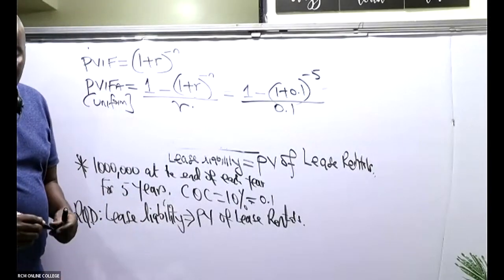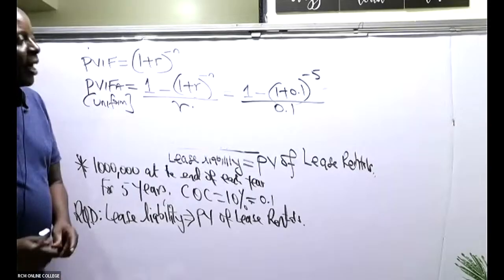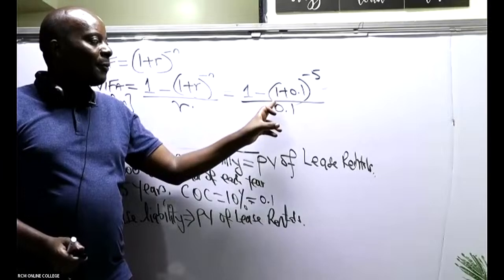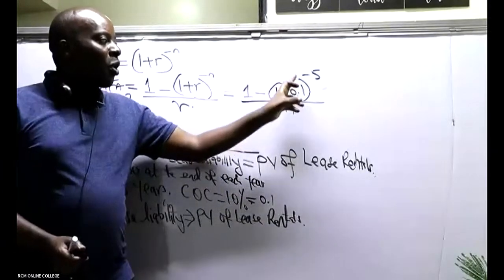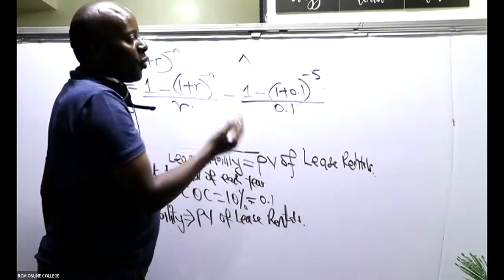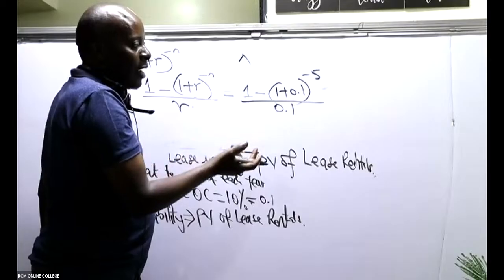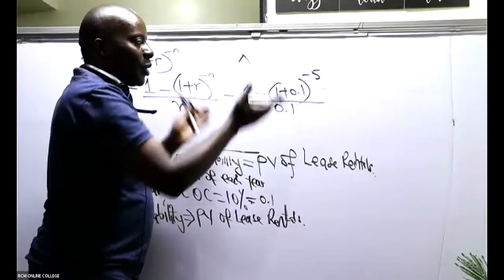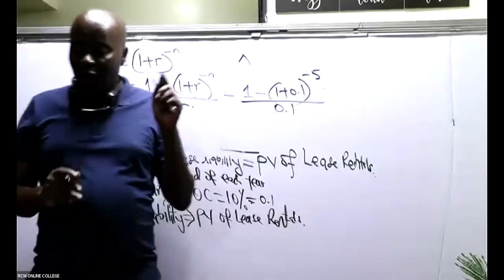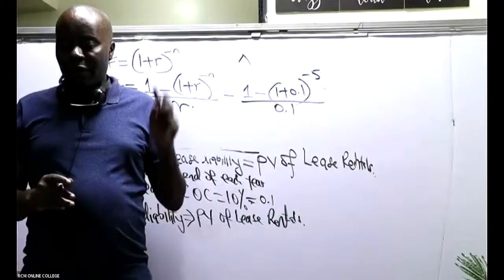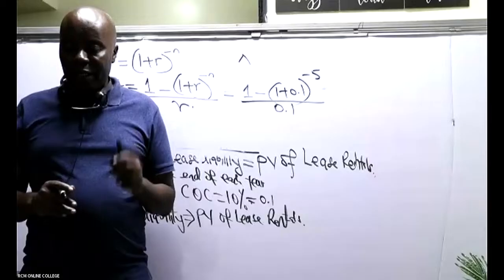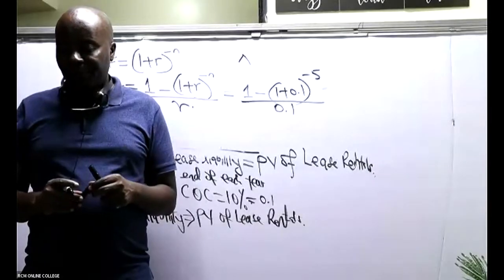Is there somebody, ladies and gentlemen, who is able to pick their calculator and do the following? They say 1 minus, open brackets, 1 plus 0.1, you close. And then you say raised. You'll be able to see x raised to y. So you say raised to negative 5, and then you say equals first. Before anything, you must say equals. And then at the end of the day, you say divided by 0.1. So we have Mombi, who is able to give me 3.7908.